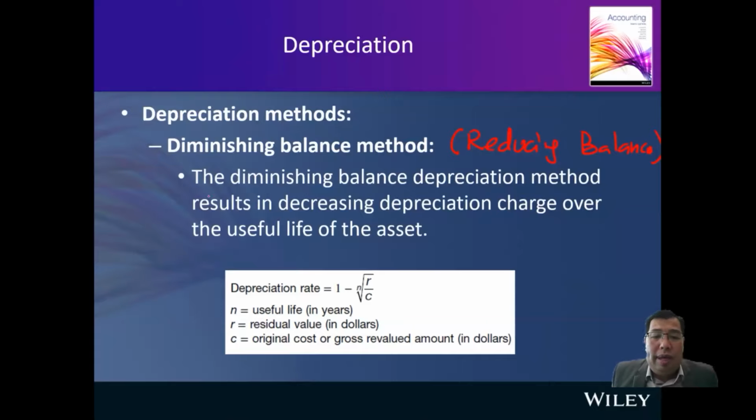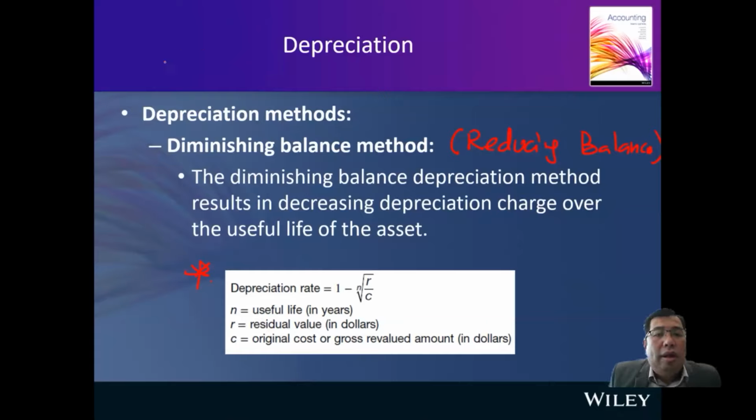So to determine the rate, we have this formula. The rate of depreciation is equal to 1 minus the nth root of r over c, whereby r is the residual value, c is the original cost, the value amount in dollars, and n is the useful life of the asset. So you have to remember this formula.